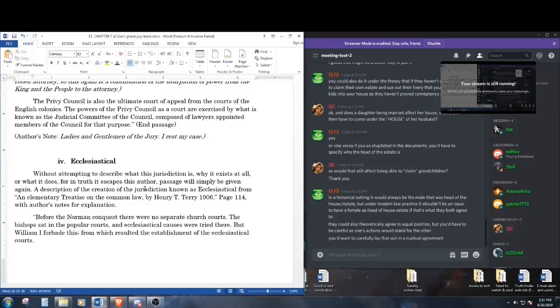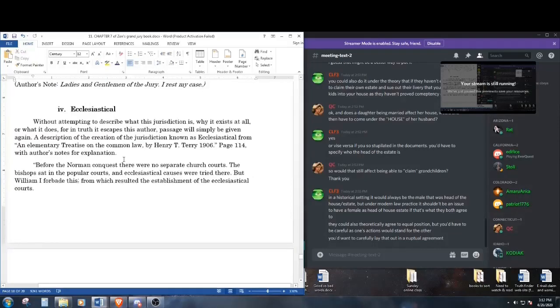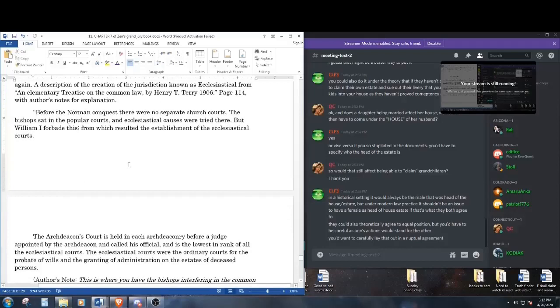So to continue, though, let's get on to ecclesiastical. So without attempting to describe what this jurisdiction is, why it exists at all, or what it does, for in truth it escapes me, passage will simply be given again from Elementary Treatise on Common Law. Quote, before the Norman Conquest, that's William the Conqueror, 1066, there were no separate church courts.